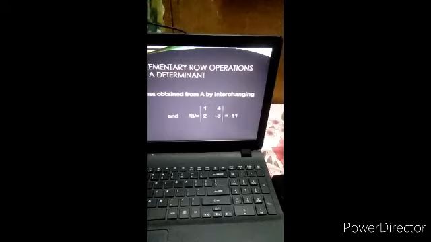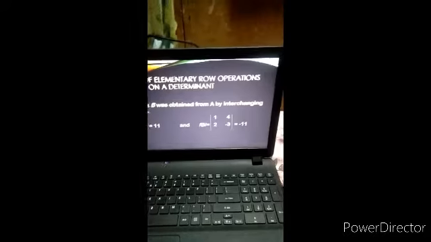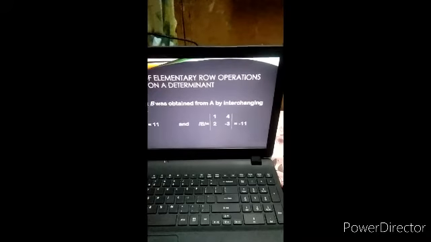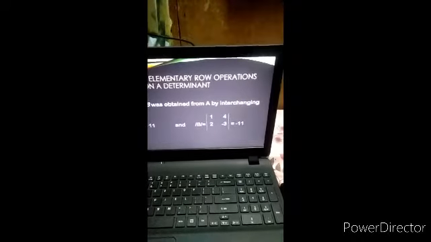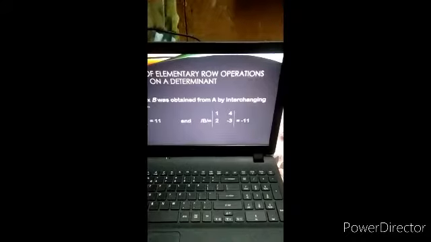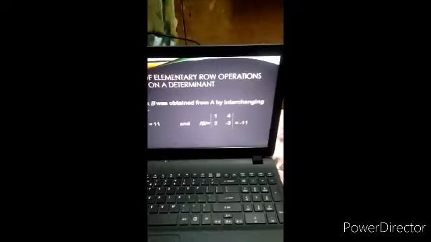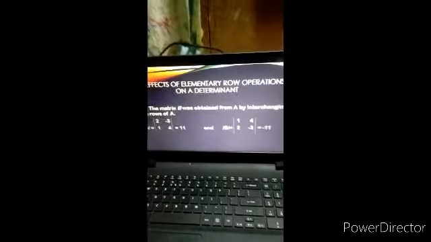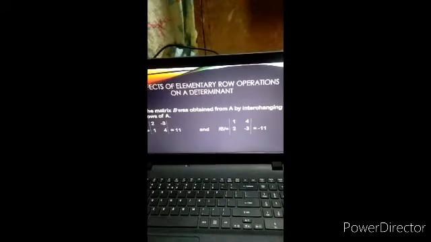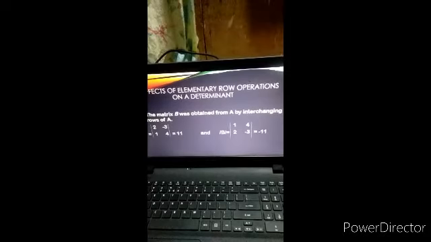Then for matrix B, 1 times negative 3 equals negative 3, and 2 times 4 equals 8. Then we subtract, so it equals negative 11. So the difference between the two is that the result is the same, but the sign changed.